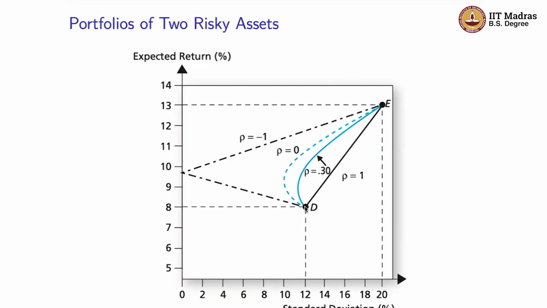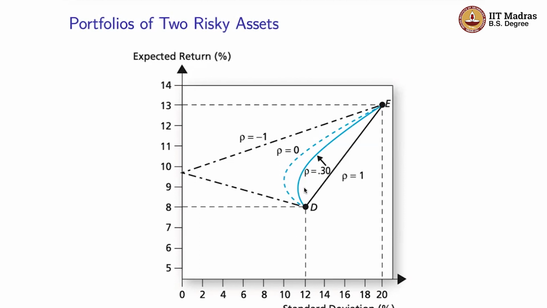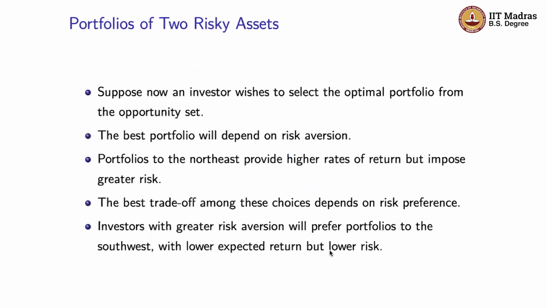Of course, you are still subject to the constraint that you cannot move more northeast than this curve, for example, when you have got rho equal to 0.30. And ultimately, where you end up depends on your risk preference. But typically, we would expect that investors who have got greater risk aversion will prefer portfolios to the southwest, in the sense that they are okay with lower values of expected return because they are getting lower risk, in the sense of lower standard deviation as well, right? Okay, so that is the general insight, but how can we make things a bit more concrete?